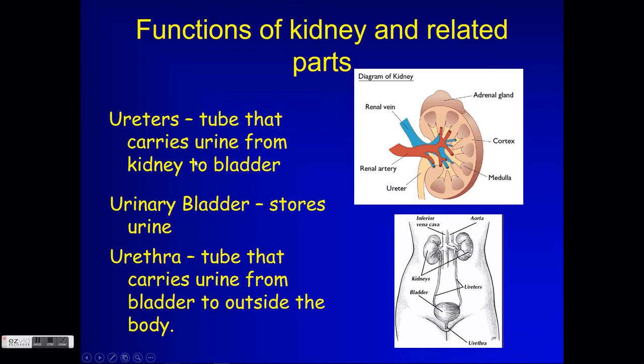The urine that's been produced is now ready to leave the kidney, and it's going to leave the kidney through a long thin tube called a ureter. The ureter is the tube that carries urine from the kidney to the bladder, and that ureter leading in this diagram down here to the bladder, that bladder stores the urine, and then the urethra would be the tube that carries urine from the bladder to outside the body.